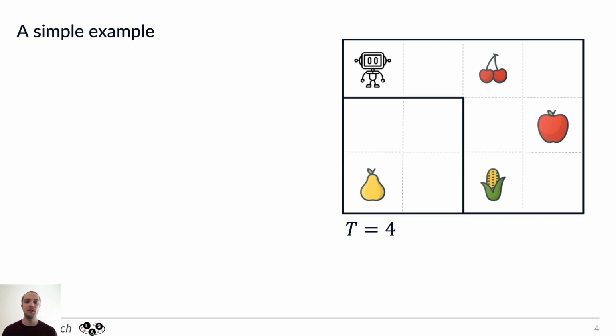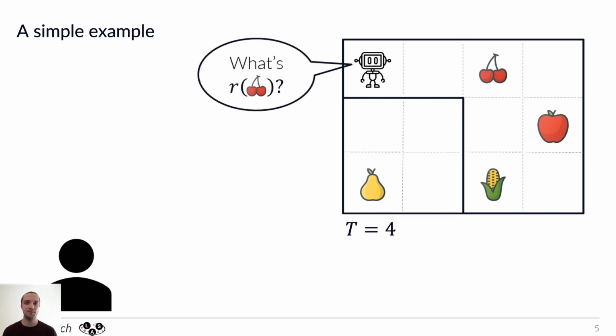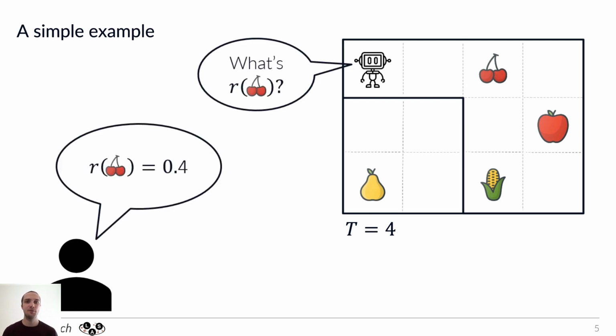Consider this robot, which wants to collect food from the grid world for a human user. The robot can only walk 4 time steps, so it has to decide which of the food to collect. But the robot does not know which food the user prefers, but only the user knows their preferences for the different items. Now the robot can ask the user about a specific item, and the user will respond with the value of this item. How many queries does the robot have to make in order to figure out the best policy?